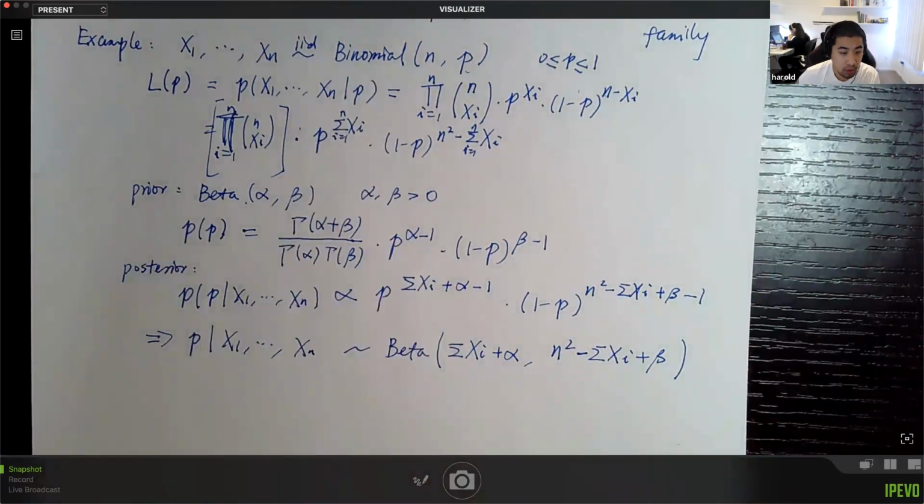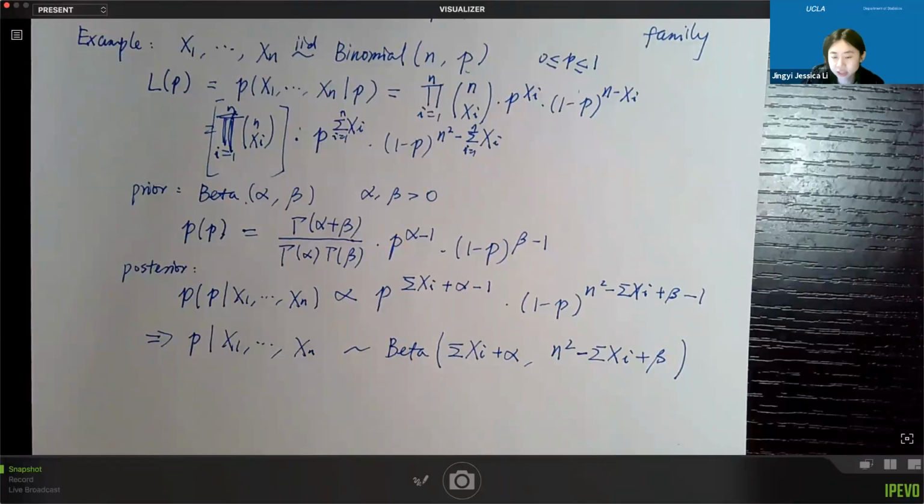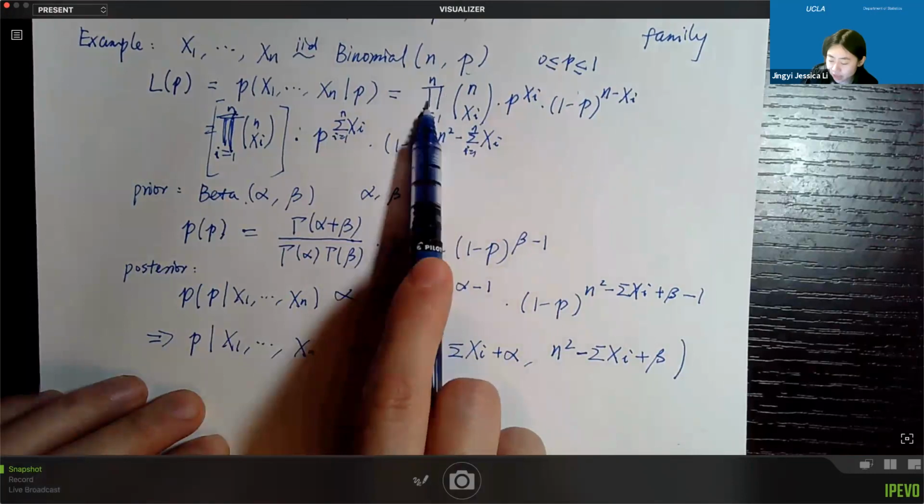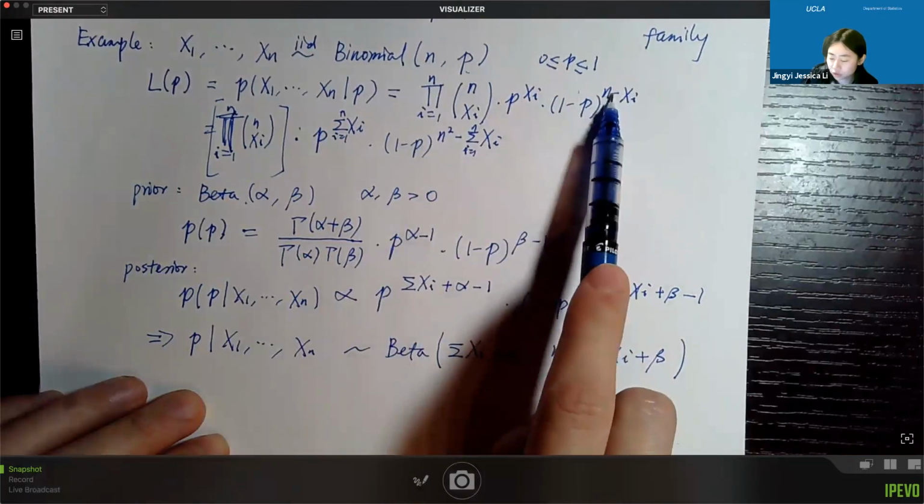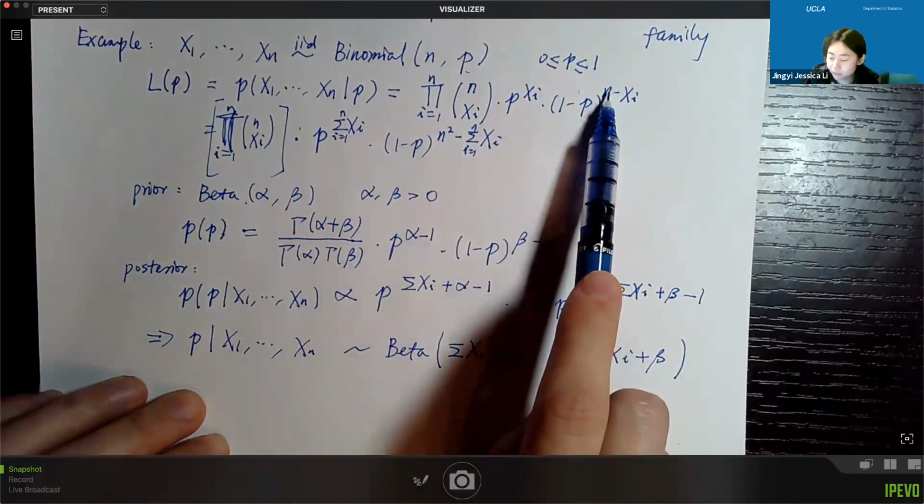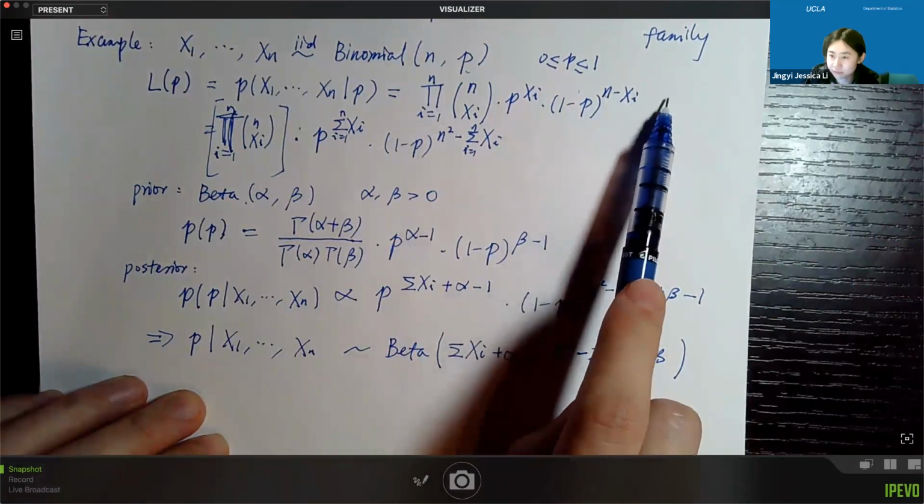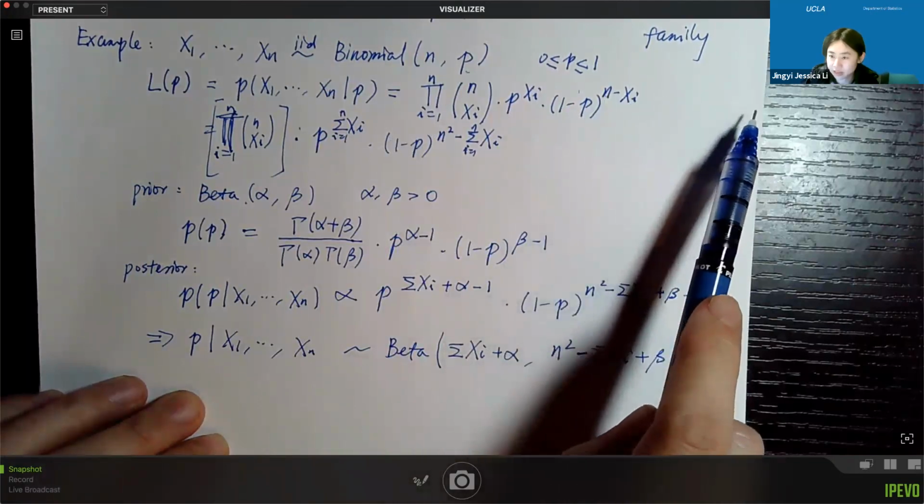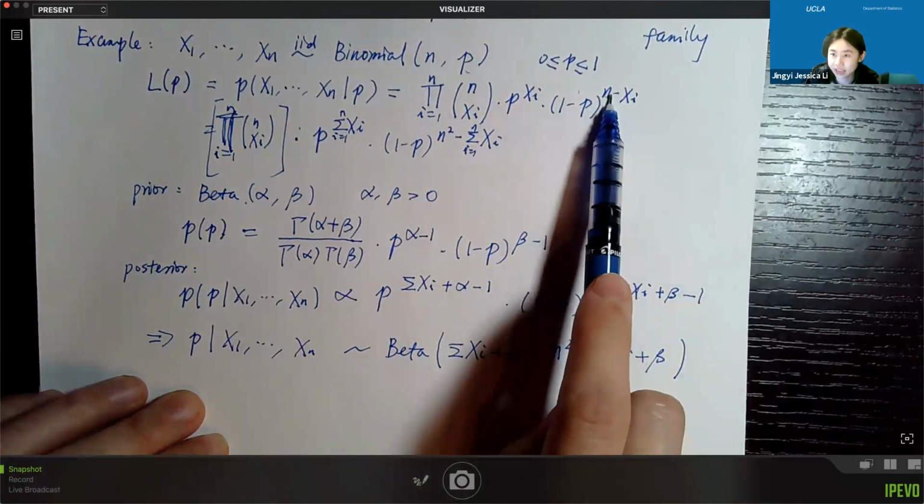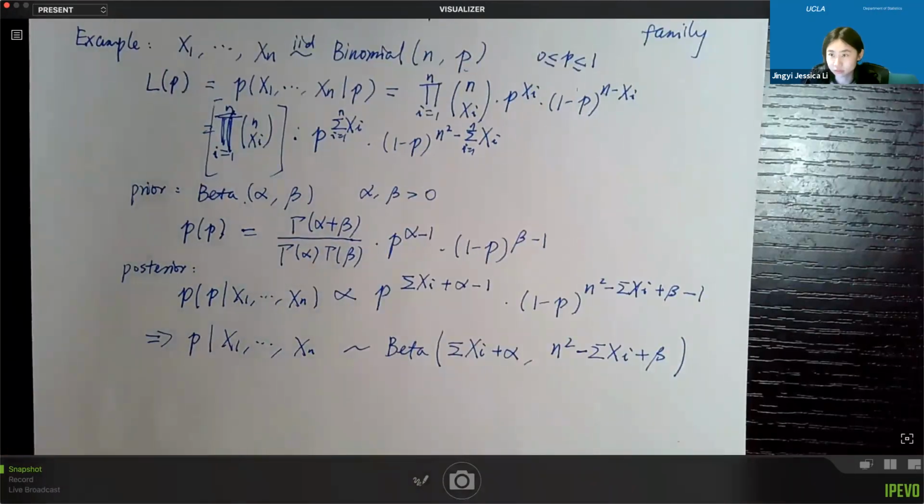Professor, I have a question. Why is it n squared again? The reason is that when you have this product, you need to take the summation of n minus x1 plus n minus x2 plus up to n minus xn, right? So n appears n times, and that becomes n squared. Does that make sense? Yes, it does. Thank you.